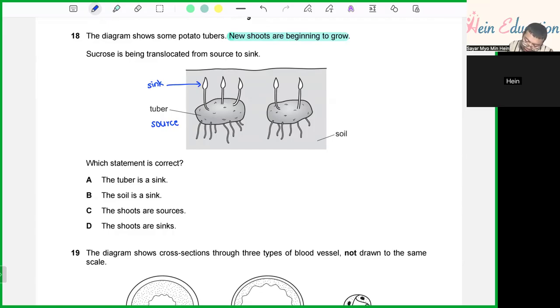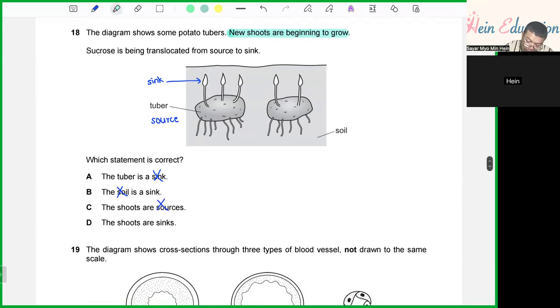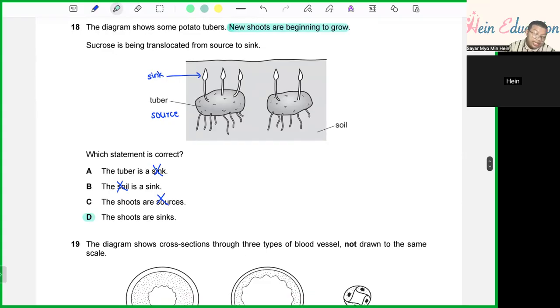So which statement is correct? The tuber is a sink, so this is not correct. The soil is a sink. No. The shoots are source. No. The shoots are sink. So for number 18, the correct answer is D, right?